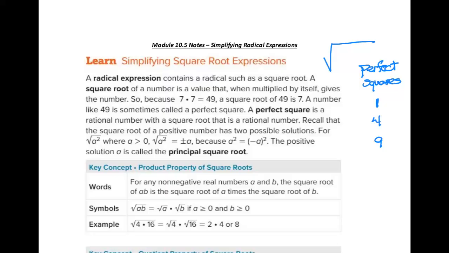Well, if you think of a square, it has to be where all sides are the same. So a 1 by 1 square gives you 1. A 2 by 2 square gives you 4. A 3 by 3 square gives you 9. So what's the next perfect square in our number system?